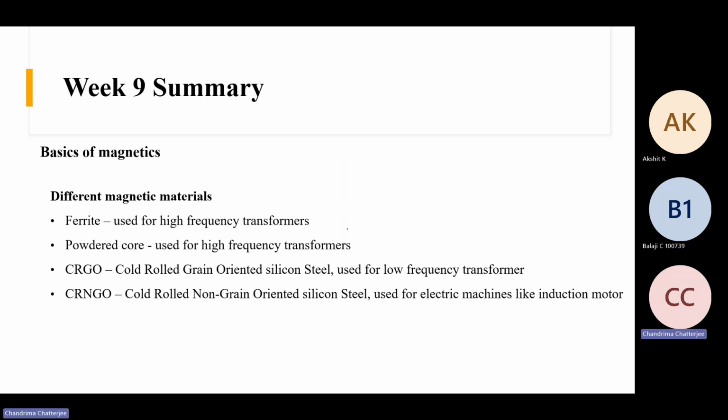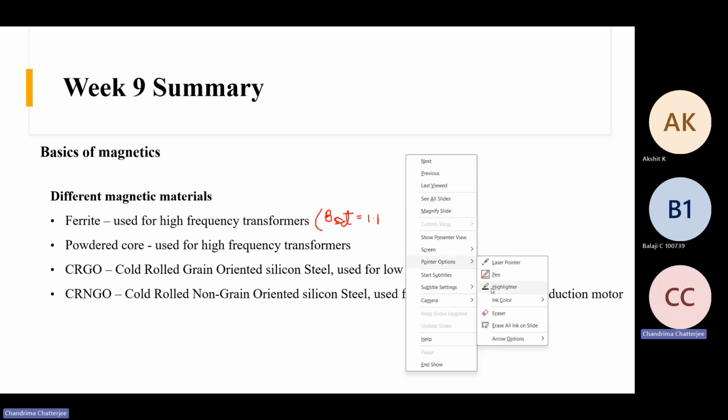Its Bmax, so there is a limit for every material beyond which it will go into saturation. Its B saturation is some 1.5 Tesla. Okay. 1 point, sorry. Its B saturation is low basically, not high.